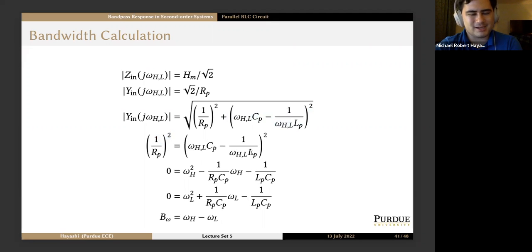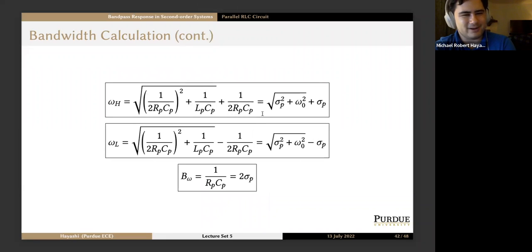Now you'll work this all out and you'll get a quadratic equation for omega H or omega L. Omega H has a minus sign right here. Omega L has a plus sign right here. And then furthermore, we know that the bandwidth is defined as omega H minus omega L. So right now, what we have to do is break out the quadratic equation to solve this. When you do, it's lengthy, and I really don't want to clutter the slides with too much of this, and it's something we only want to do once.